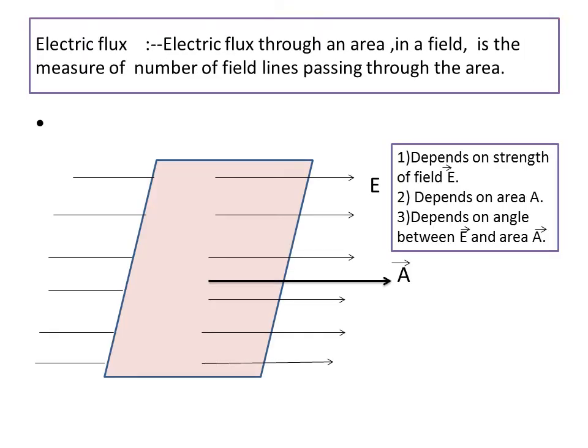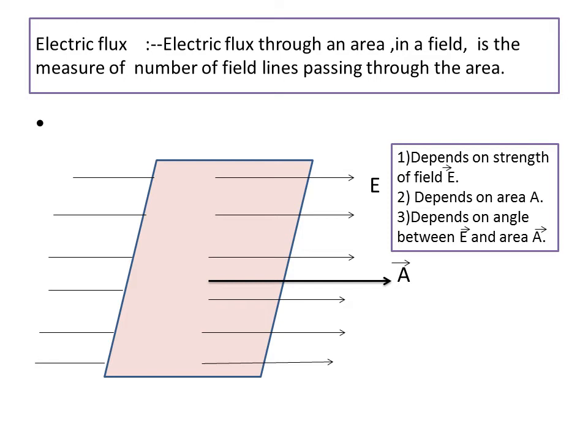Next we are going to discuss the concept of electric flux. Electric flux through an area in an electric field is the measure of the number of field lines passing through an area. Now let us see what are the factors on which electric flux depends. If the strength of the field is high, the number of field lines passing through it will be high. So it is the first point.